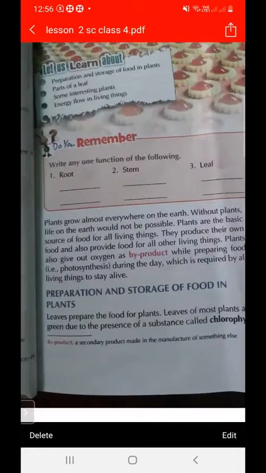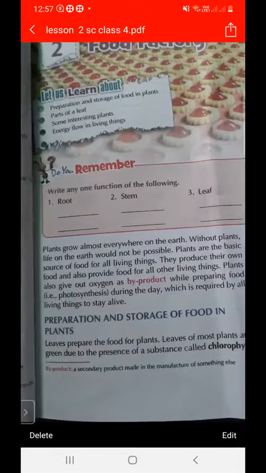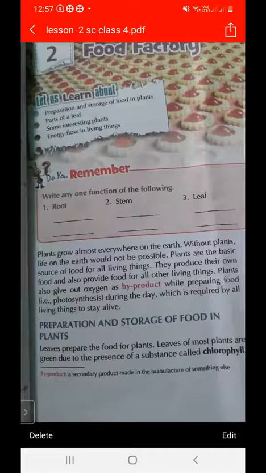Next is preparation and storage of food in plants. So here three questions arise. First, write any one function of root, stem, leaf, and flower. Next, why would life on the earth not be possible without plants? Next, what are the two uses of plants?